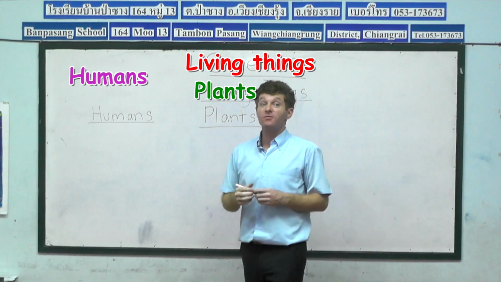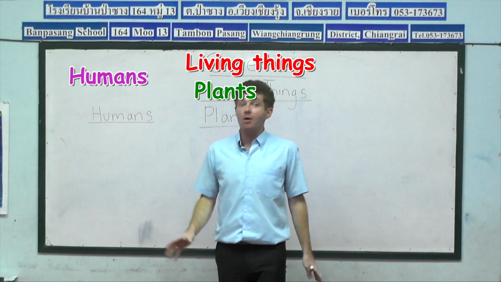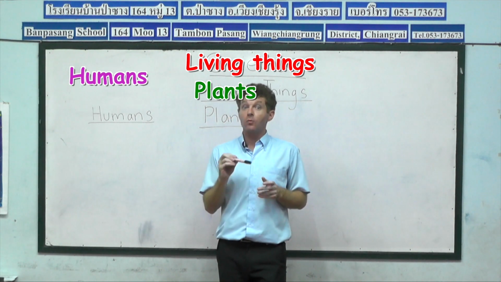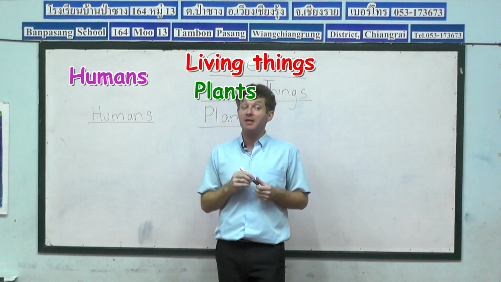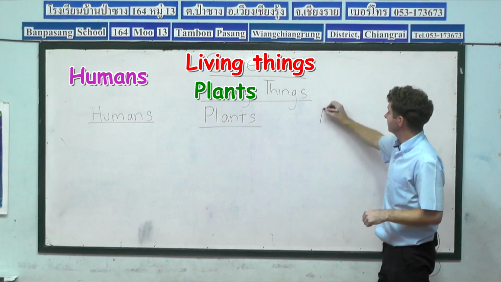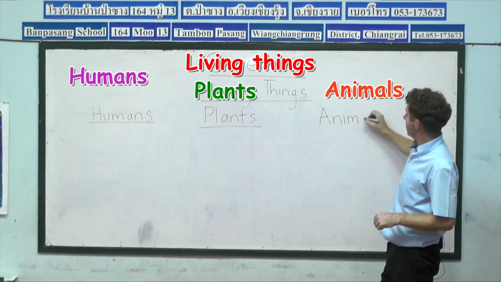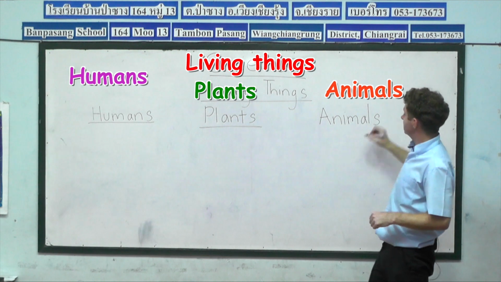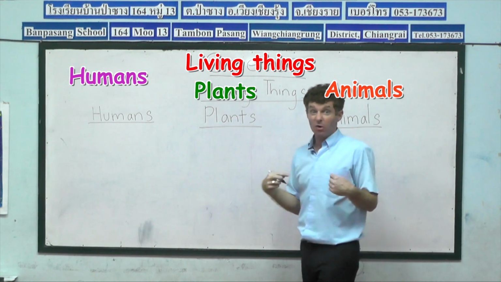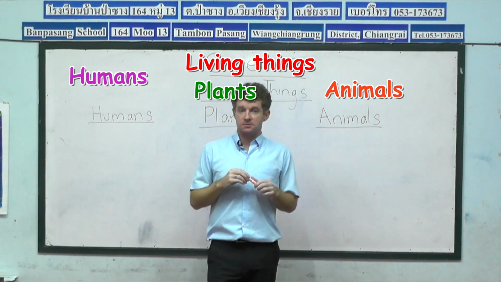Then we moved on to learn about another group of living things that are many different types. And if we went to the zoo, we would certainly see lots of these living things. Animals, yes. So animals, A-N-I-M-A-L-S. So we have humans, us, plants, and animals.